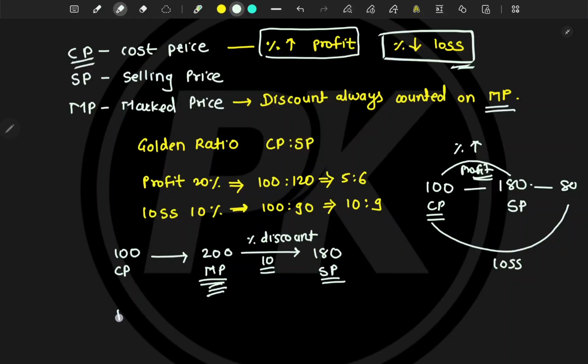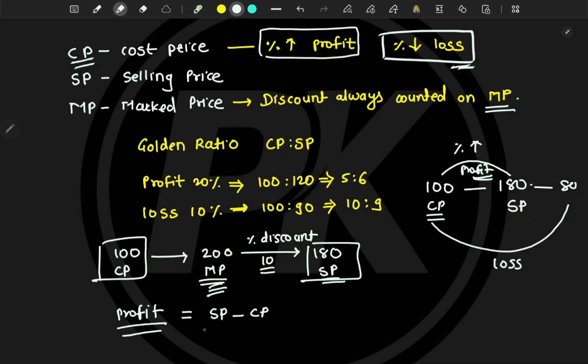Okay, so here, now tell me what is profit? How much is the profit? 100 rupees you bought, 180 rupees you sell, your 80 rupees, this difference, that means profit is equals to selling price minus cost price. This is clear.